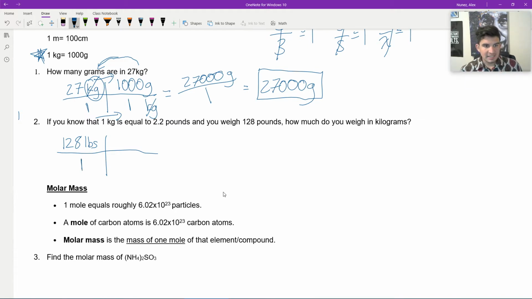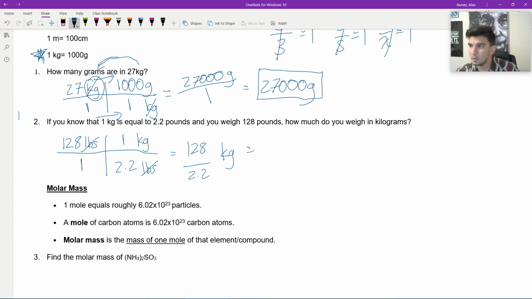And now I know that I need to divide out pounds and leave myself with kilograms. I'm trying to get to kilograms. So in order to divide out pounds, I already have it on the top, so I need to put it on the bottom here. And then I need to make this fraction equivalent. Well, according to our problem here, 2.2 pounds is equivalent to 1 kilogram. Now I can multiply across the top. That's 128 kilograms over 1 times 2.2.